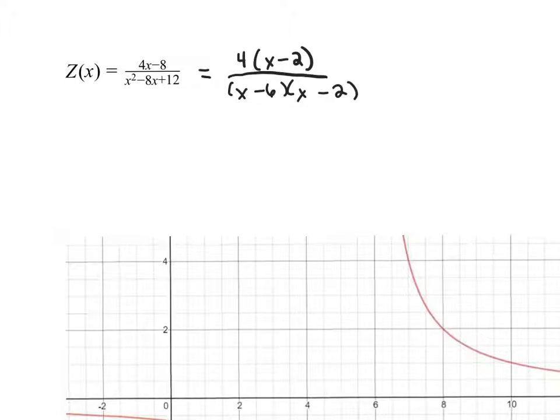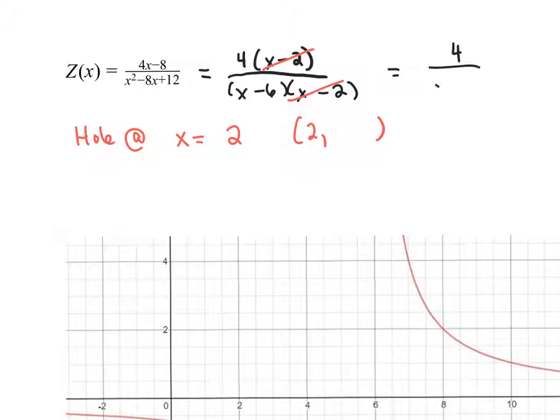And so now in this case, to put it in lowest terms, you notice that we cross out an x minus 2. So there's going to be a hole at x equals 2. And we can figure out what that hole is here in just a second. So in lowest terms, this is 4 over x minus 6. So if I want to find the y value of the hole, I could plug this 2 into lowest terms. So it's 4 over negative 4, which is negative 1.